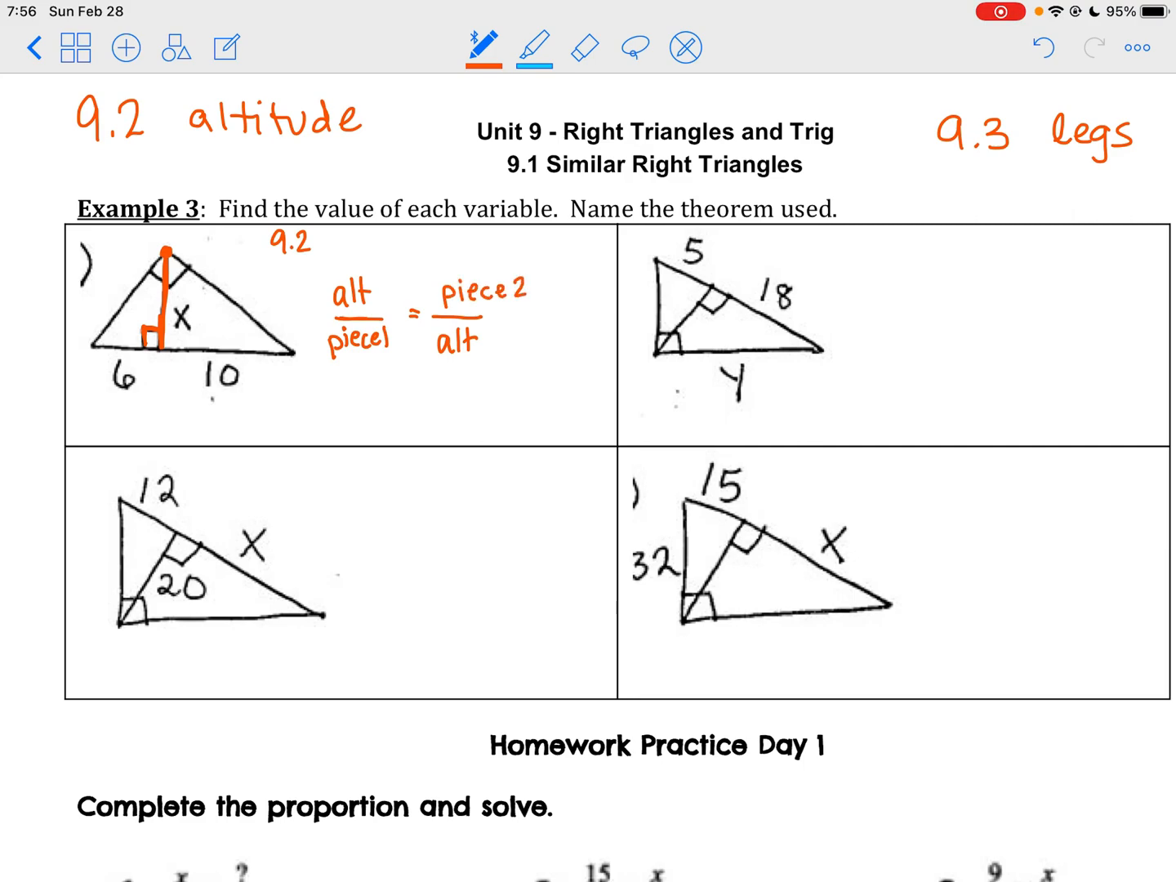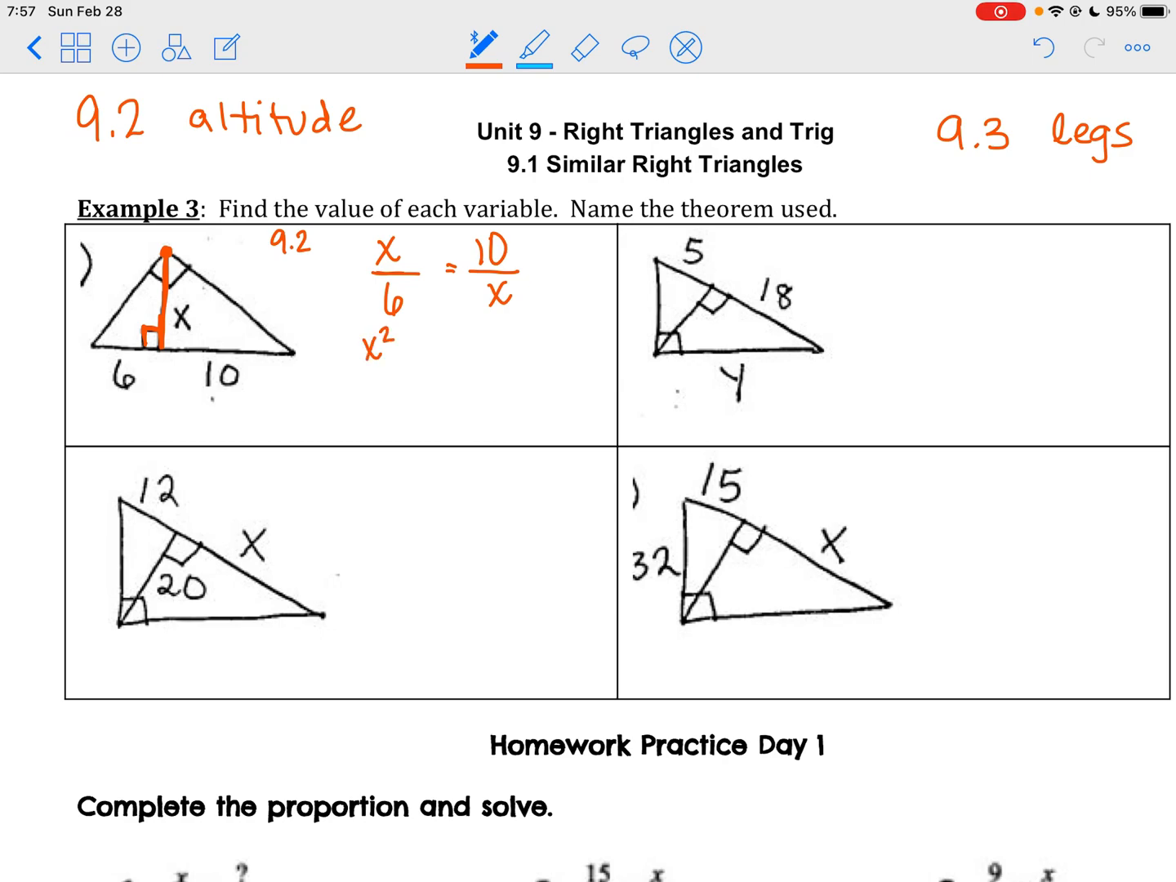So the two pieces of the altitude are of the hypotenuse. All right, so now let's plug in things that we know. The length of the altitude is represented by the variable x. And then piece 1, I can choose either one as piece 1. I'm going to choose 6 as this piece and 10 as the other piece. So now that I have this set up as a ratio, I can use my cross products to solve and figure out the value of x.